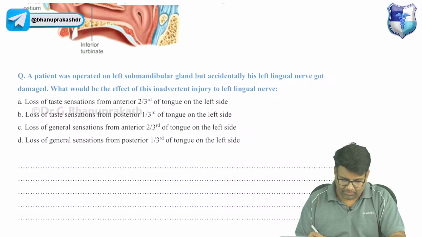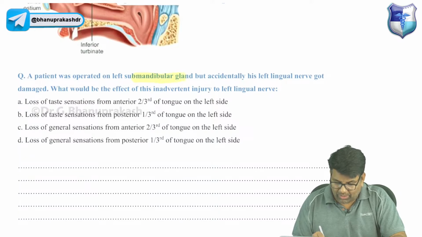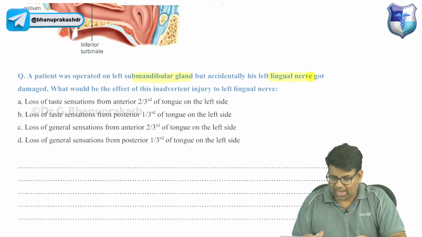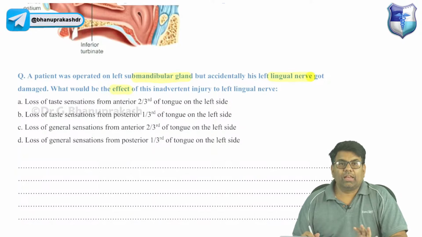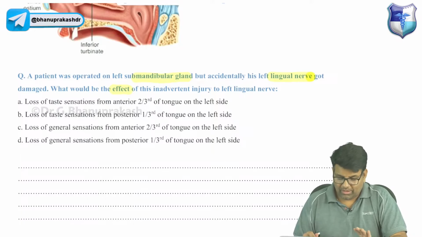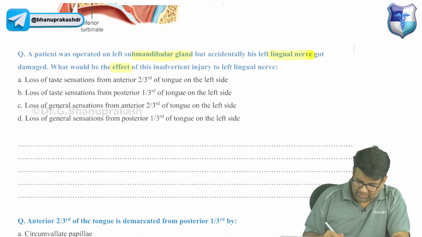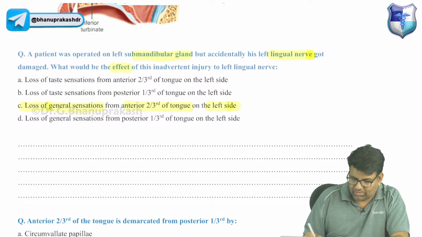Let's move ahead. A patient was operated on the left submandibular gland, but accidentally his lingual nerve got damaged. So while operating on the submandibular gland, there is damage to the lingual nerve. Now, what will be the clinical effect of this damage? Yes, everyone is right. So there is loss of general sensations from the anterior two-thirds of the tongue on the same side.